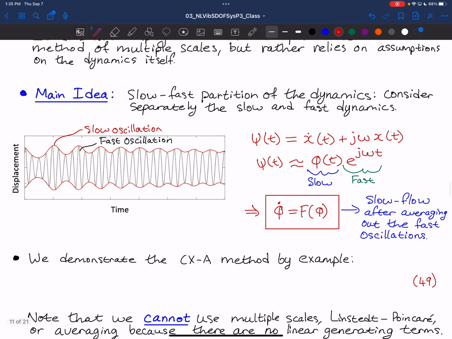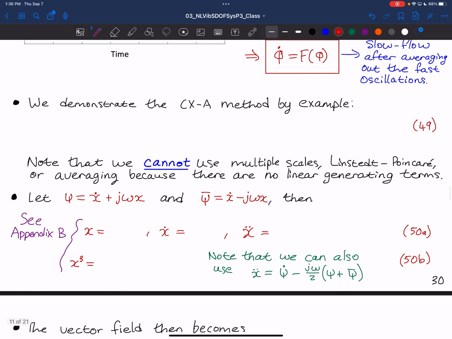Okay. So the first portion was psi of t. We're going to go through this method using an example problem, and we'll see how it's applied there. In our case, our example will be x double dot plus c times x dot plus alpha x cubed equals k times the sine of omega t.